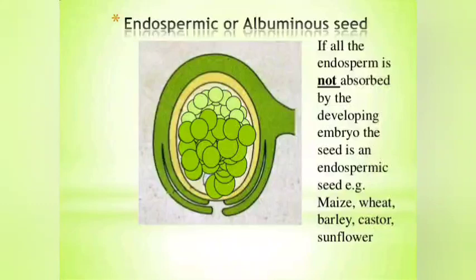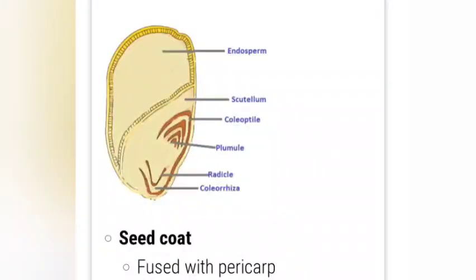Such seeds are called endospermic or albuminous seeds. So seeds like maize, wheat, barley, castor, sunflower have reserve food material, and that reserve food material is endosperm. That's why they are called albuminous or endospermic seeds. Most of the monocots, this is a diagram of a monocot seed. In fact, it is called grain because the ovary wall, that is pericarp, is also present. So this diagram is very important. I will explain it later on.